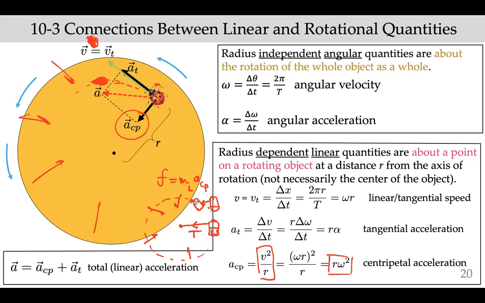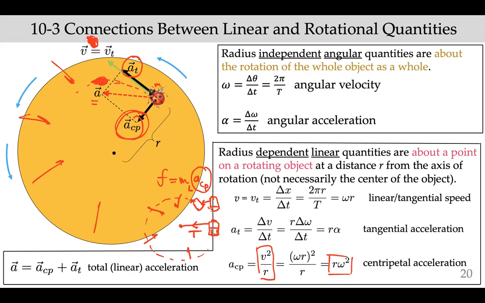And when the object moves in, that means there's an acceleration radially inward toward the center, and that acceleration is again the centripetal acceleration. Okay, finally, the total acceleration is basically just the addition of the tangential acceleration and the centripetal acceleration.